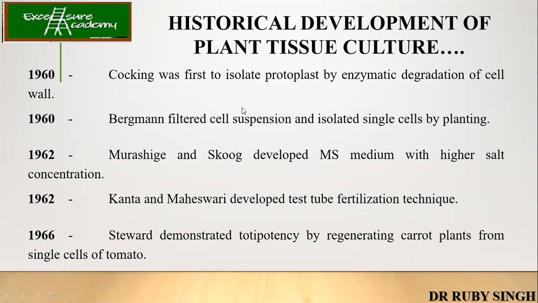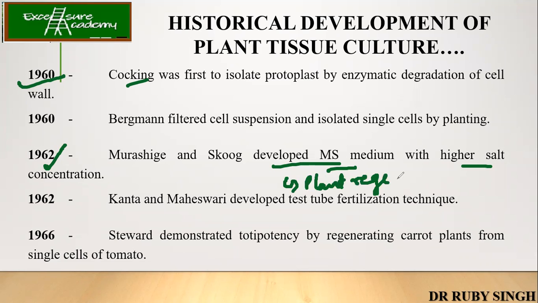Yes. So, talking of the first two, isolate protoplasts by enzymatic degradation of the cell wall. Even this you need to remember, because when we are going to talk about protoplasts, we are going to talk about him also. Then, Bergmann filtered cell suspensions and isolated single cells by plating. In 1962, Murashige and Skoog developed the MS media. Yeah, this is what I was about to tell you. So the MS media, having a higher salt concentration, is the media which we use for plant regeneration.